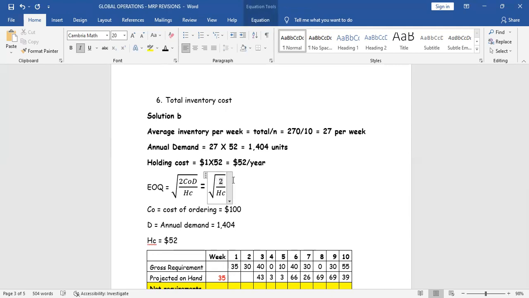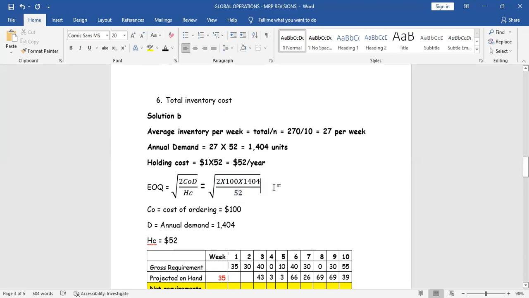So we have everything that is supposed to go in this formula. The CO, which is the cost of ordering, is basically 100. So we'll say 100 there. Multiply by annual demand, which is 1,404, divide by holding cost per unit per year, which is 52. And then what will be the answer? 2 multiplied by 100 multiplied by 1,404 divide by 52. I'm having 5,400. The square root of 5,400. I'm obtaining 73.45.